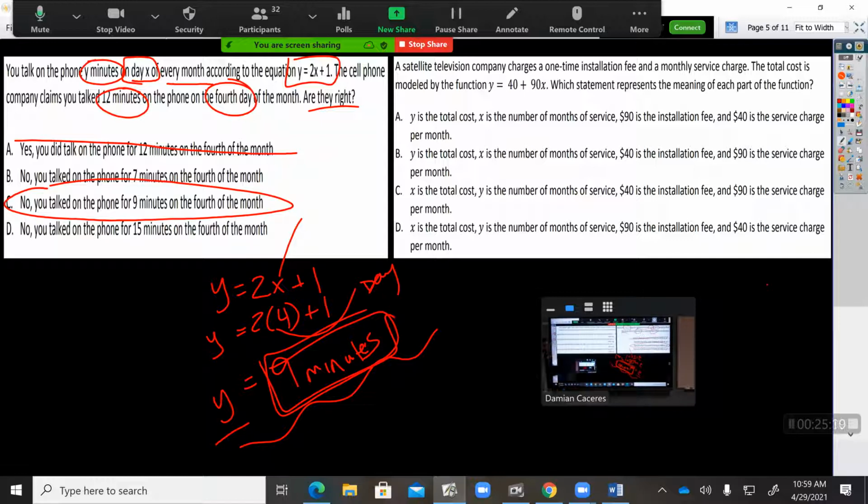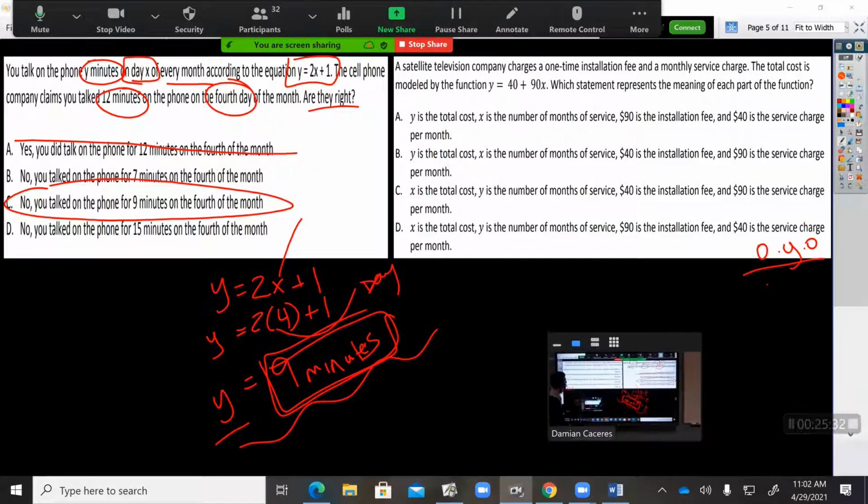Now, go ahead and try the second one on your own over here. Make sure you look at that first page that I wrote some notes for you. That first page is going to remind you what makes 40 the constant and what makes 90 the slope or the rate.